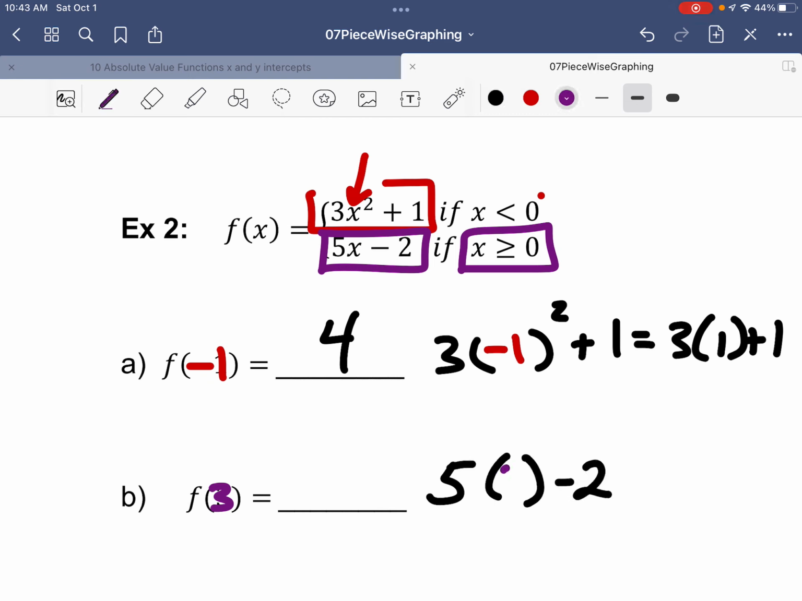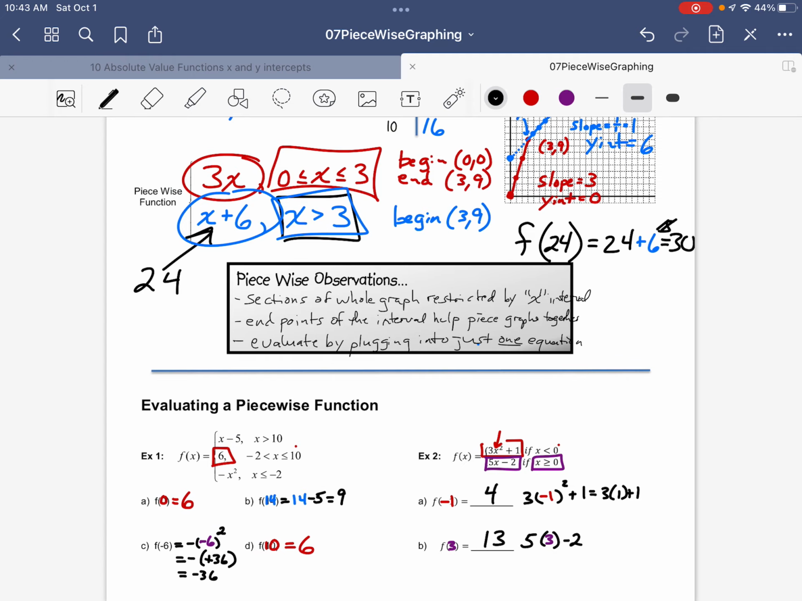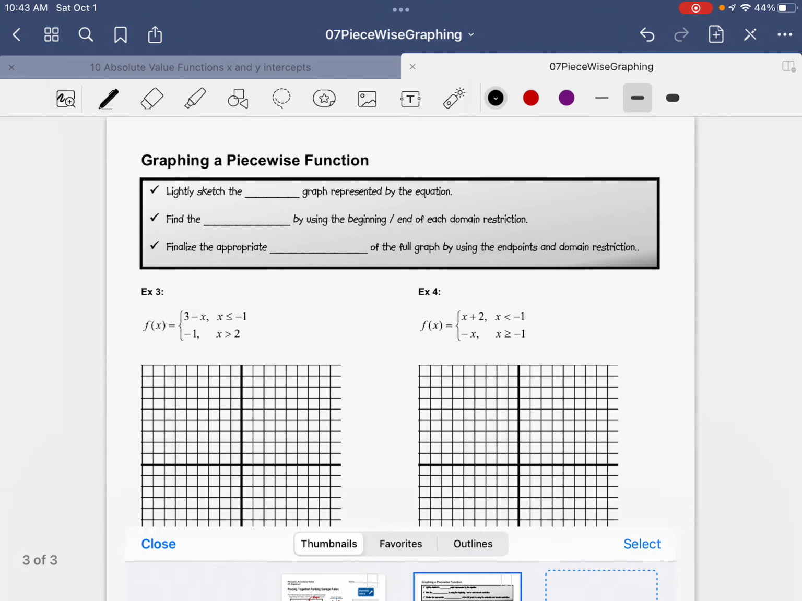A little bit easier to plug that in. You're just going to multiply 5 times 3 and subtract 2. And that should be coming out to be 13. Evaluating a piecewise function. Basically, you're just plugging in to the correct piece. Now for some of the good stuff.